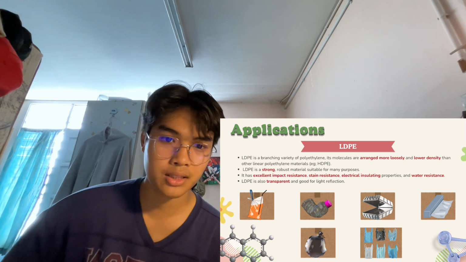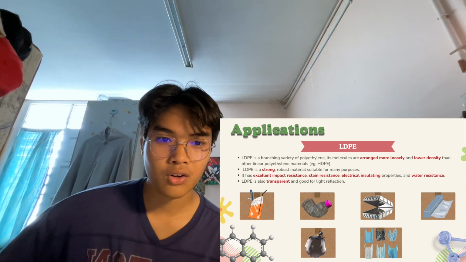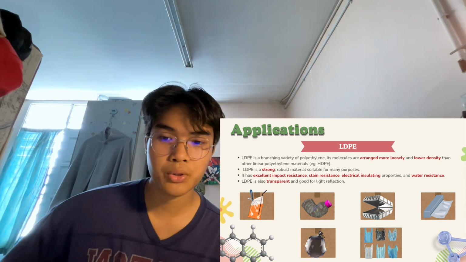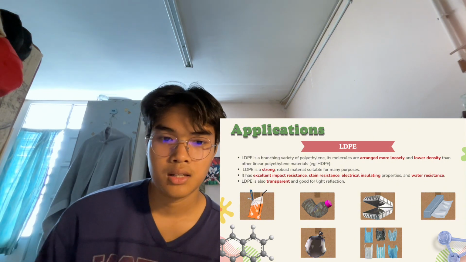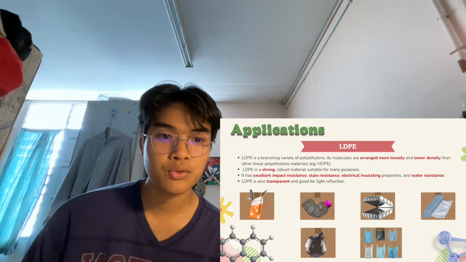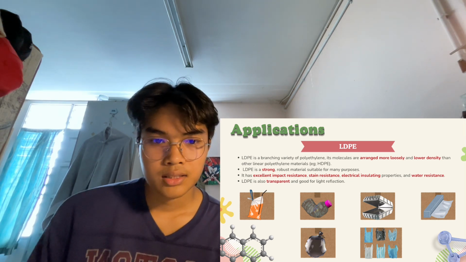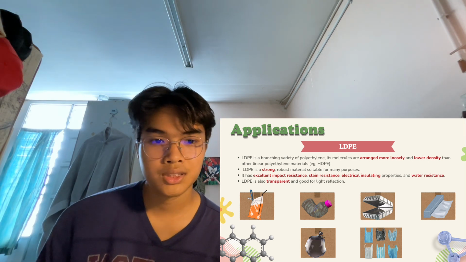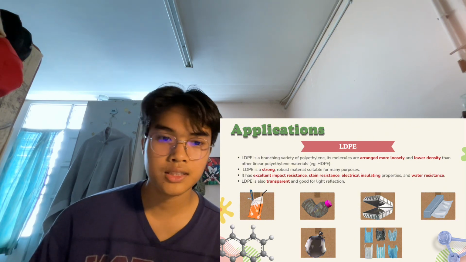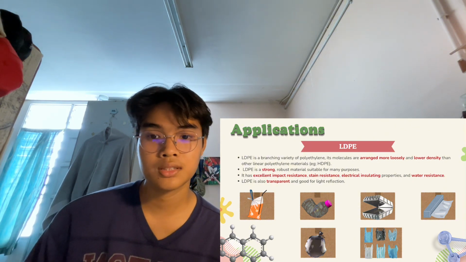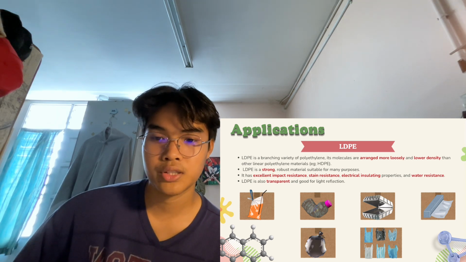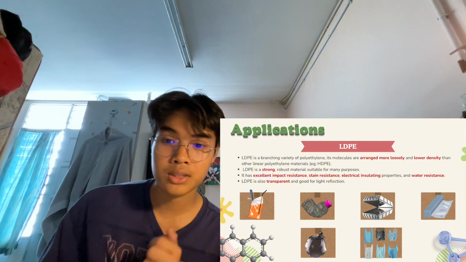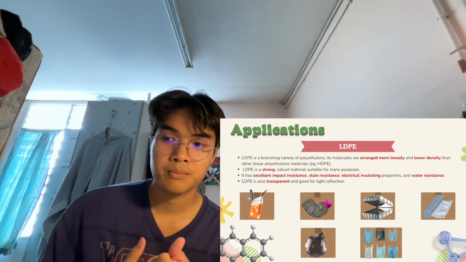Now I will present the application of LDPE and HDPE. LDPE is a branching variety of polyethylene, and its molecules are arranged more loosely and with lower density compared to the other linear polyethylene like HDPE. LDPE is a strong, robust material for many purposes. It has excellent impact resistance, stain resistance, electrical insulating properties, and water resistance. LDPE is also transparent and good for light reflection. For example, we can take a water bottle and packaging.